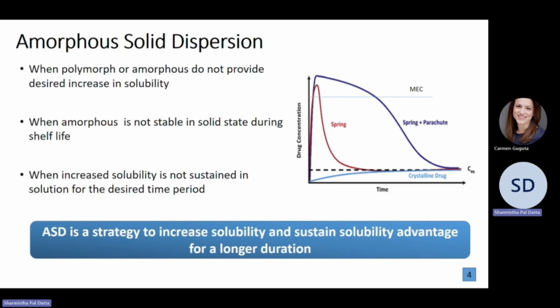So that's the advantage of amorphous solid dispersion from the solubility perspective. Also, sometimes the solubility of the amorphous itself may not be as high as we require, and the presence of the polymer enhances the solubility beyond that of the amorphous. In these cases, the polymer acts not only to sustain the supersaturation once the amorphous solid dispersion is in the media, but also helps in increasing the solubility more than that of the amorphous.